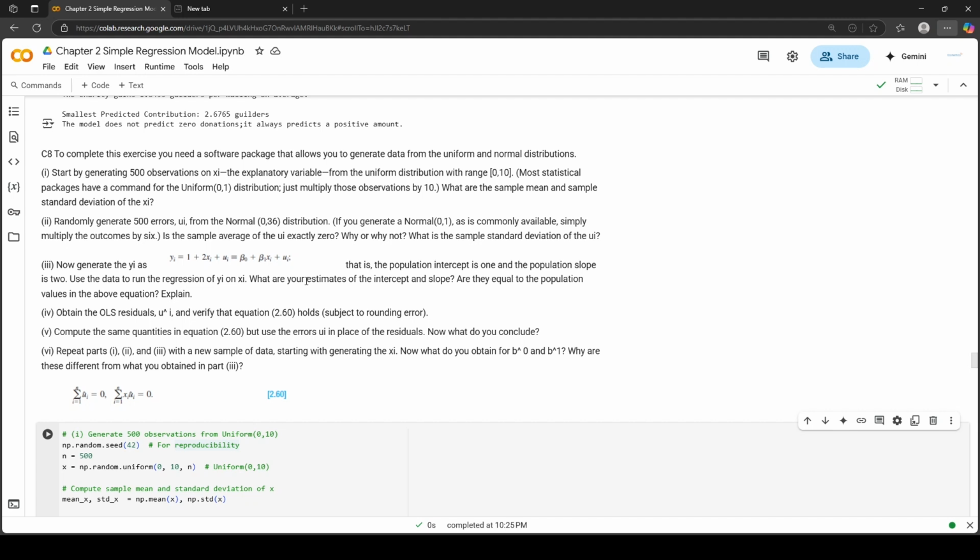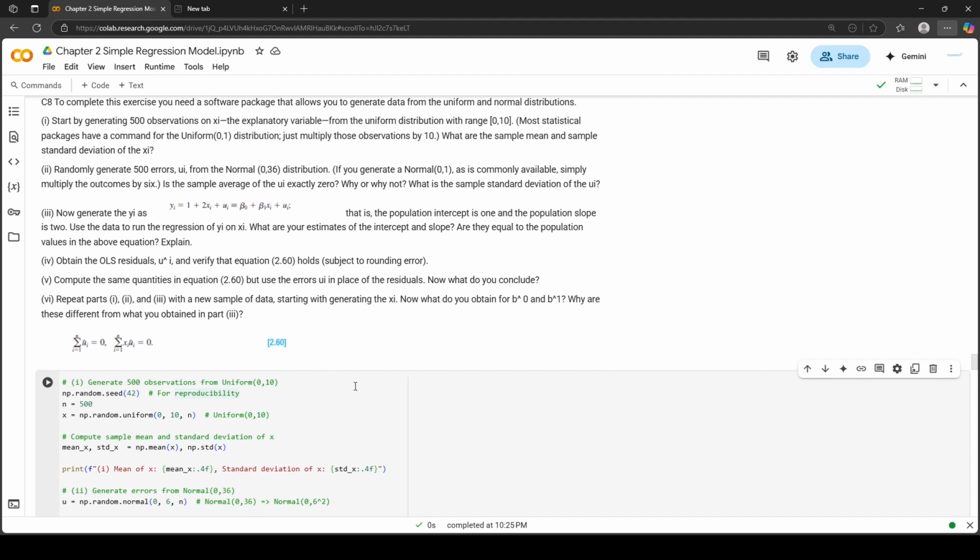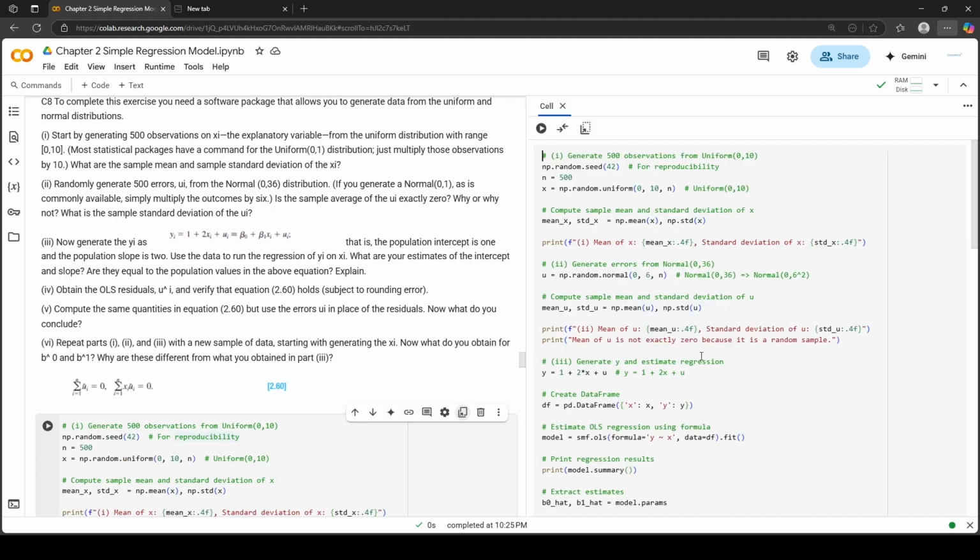In the 8th question, we are not using any dataset. It is a technical question where we will generate some observations from distributions to verify some properties of OLS. So let's look at the question.